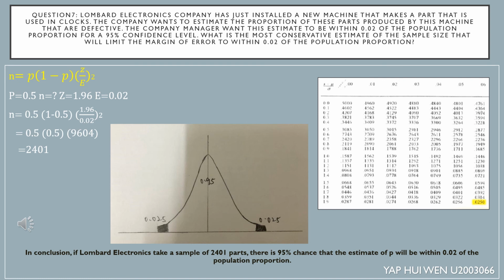After we got all this information, we can use the formula to find the value of N, and we will get 2401 for the value of N. In conclusion, if Lombard Electronics take a sample of 2401 parts, there is 95% chance that the estimate of P will be within 0.02 of the population proportion.